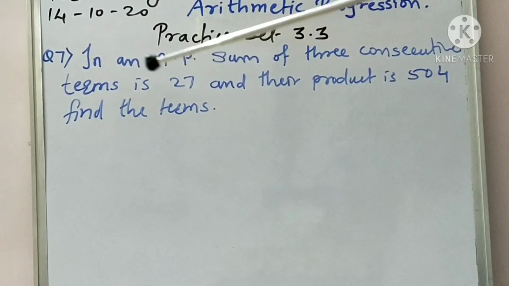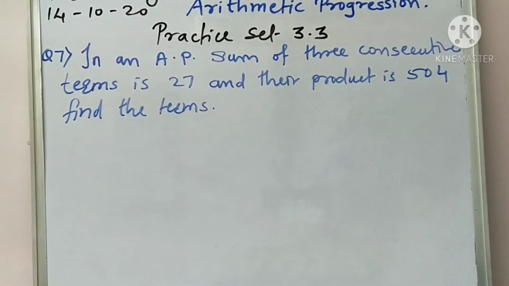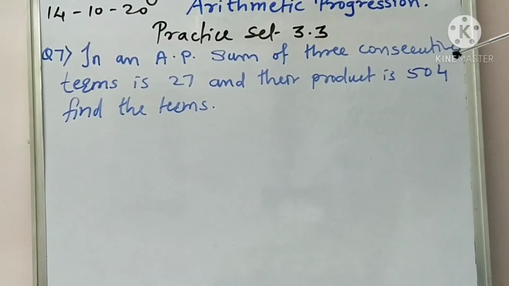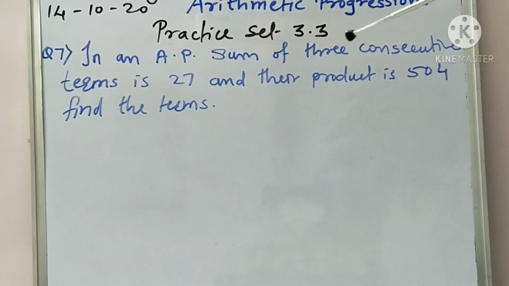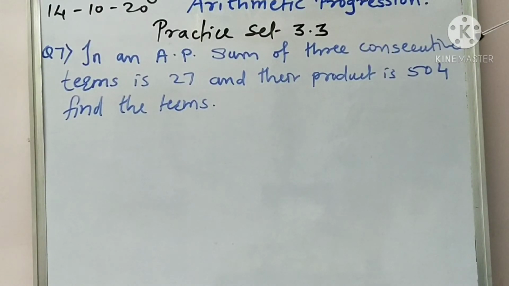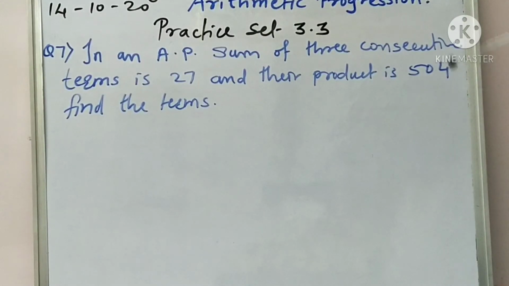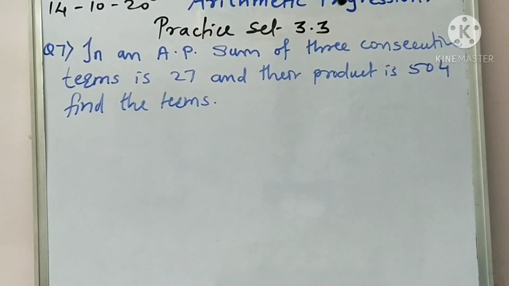Okay, now the next, the 7th one: in an AP the sum of 3 consecutive terms is given as 27 and their product is 504. The question is to find the terms. So here we have to find the 3 consecutive terms, and as you see in the textbook, a hint is given about how we assume those terms. Okay, so pay attention over here students.